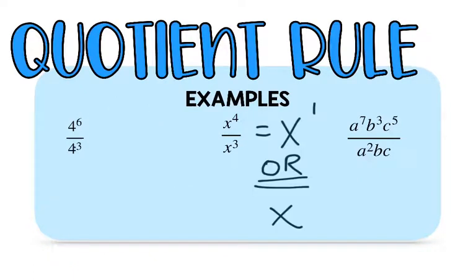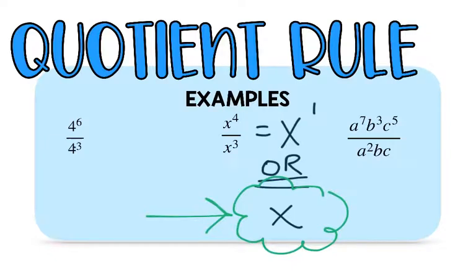Okay, so check your answer with mine. 4 minus 3 gives me 1, so my final answer is x to the 1st power. Or you could just write that as x. In fact, this is how we would prefer it. If you can write it more simple, you might as well do that. So instead of leaving it with an exponent of 1, just go ahead and write it as x. All right, let's do the last one together.